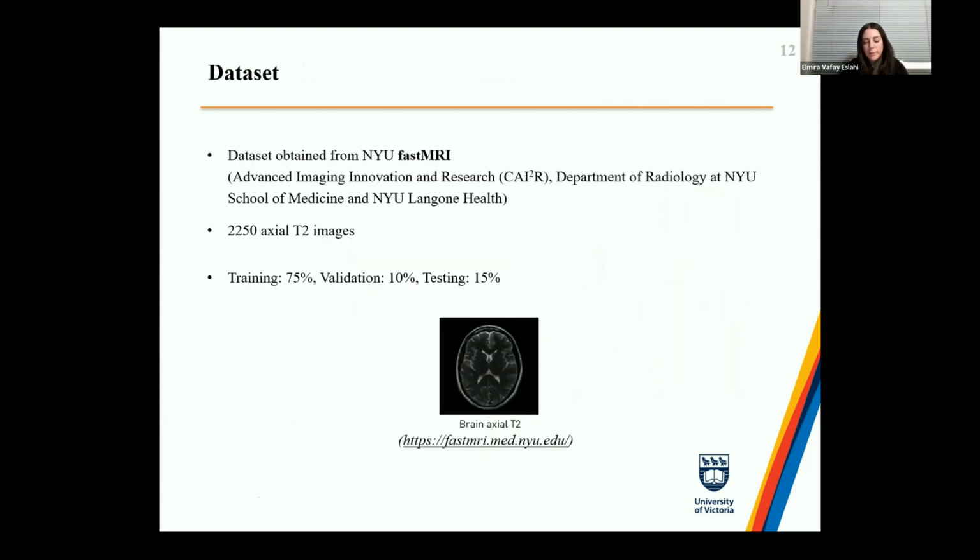So for the data set, we use fastMRI. There are different kinds of data sets in fastMRI, but in this study we use T2 images, and it has 2,250 axial T2 images. In this study we use this, and also I can say that 70% of the data set is dedicated to training, 10% is dedicated to validation, and 15% dedicated to testing.